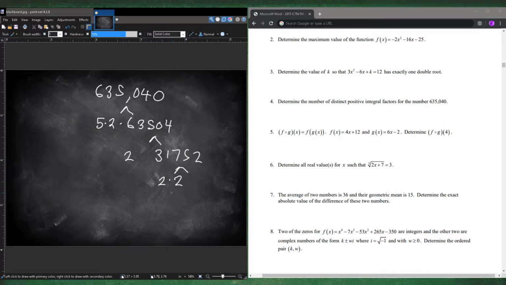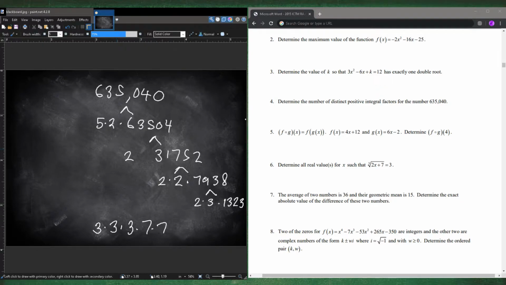And I see that there's another 2. So 7938. Just keep on whittling it down. And then that makes another 2. And it could then be divided by 3. So times 3 times 1323. Is it divisible by 3? Yep, it's divisible by 3 again. And divisible by another 3, and a 3, and 2 7s.